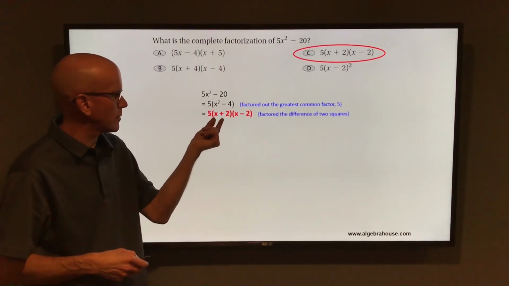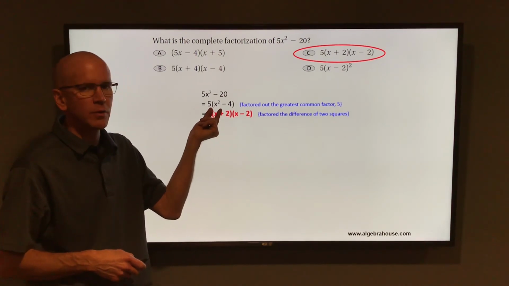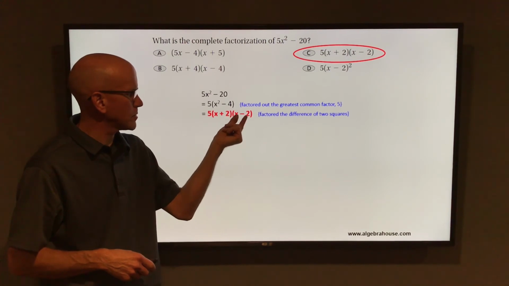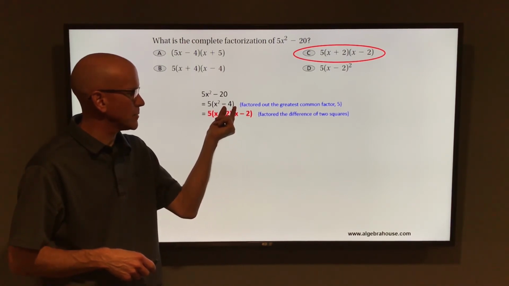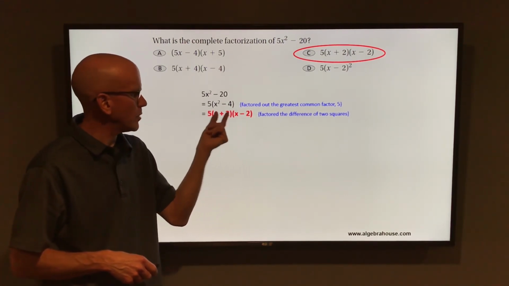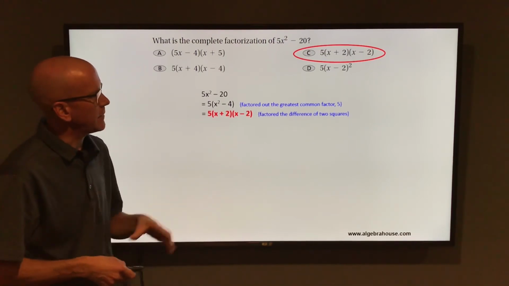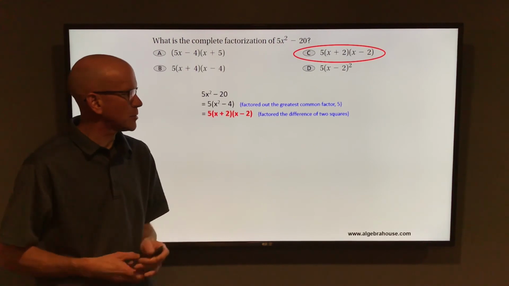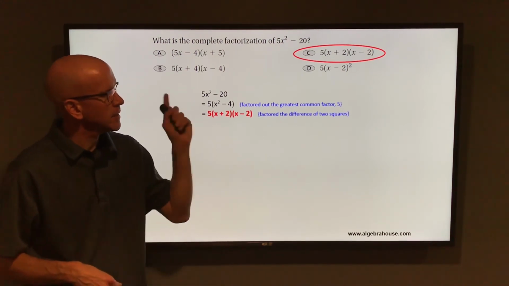So the first term of those two binomials would be the square root of this first term, the square root of x squared. That's x. The last term of those two binomials would be the square root of this last term, the square root of 4 is 2. Then do a plus and a minus. So that 5x squared minus 20 completely factored, that is 5 times x plus 2 times x minus 2, which in this case is the letter C.